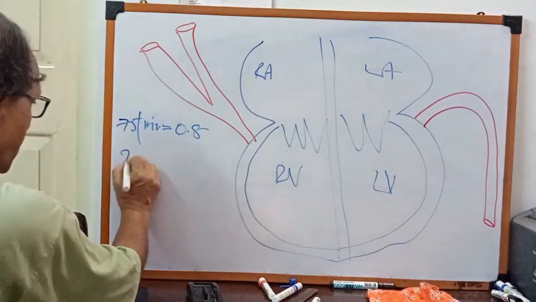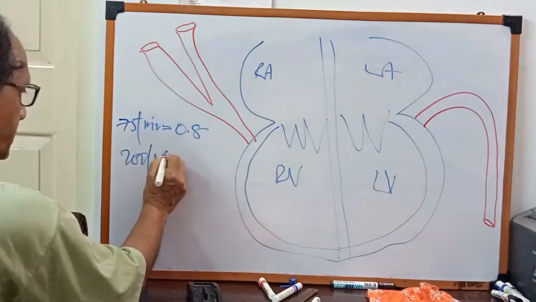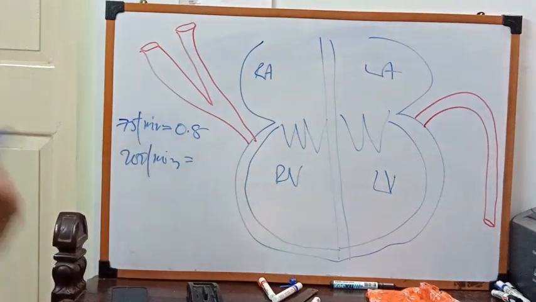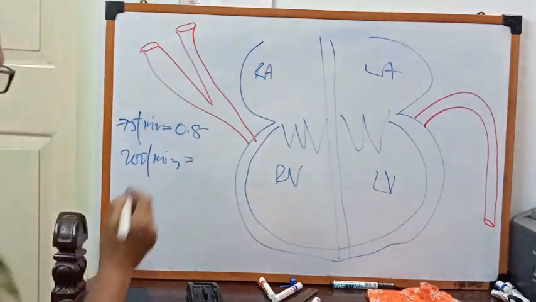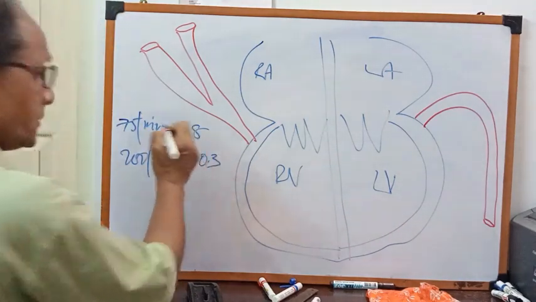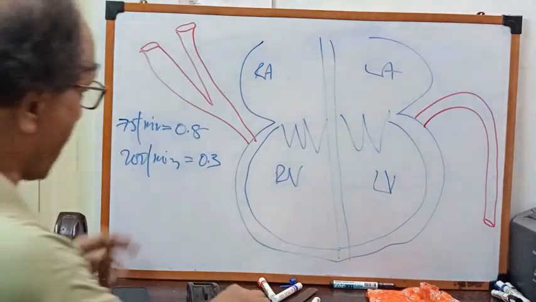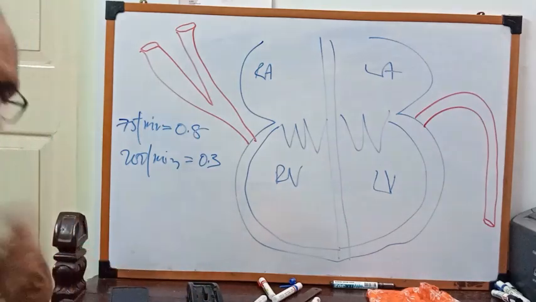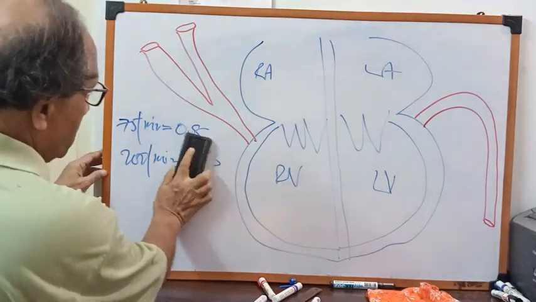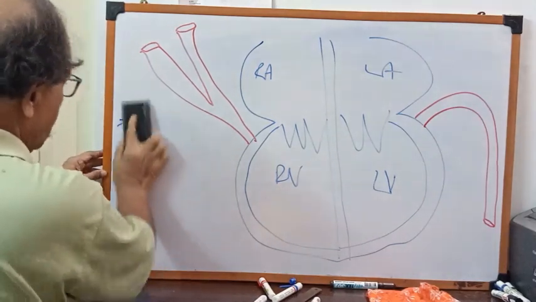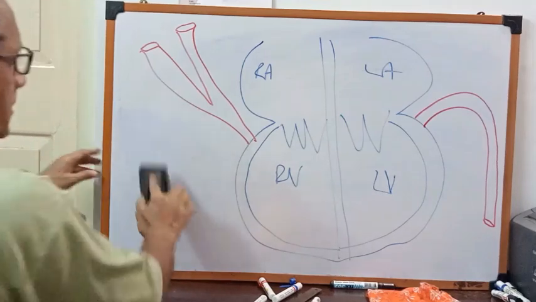When it is 200 beats per minute, if the heart is beating at 200 beats per minute, you are running very fast, then the duration of the cardiac cycle will be 0.3 seconds. So the duration of the cardiac cycle is entirely dependent upon the rate of the heart. That is one important piece of information I initially gave you.